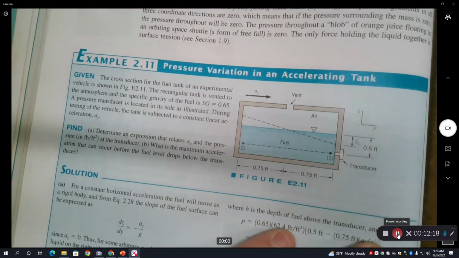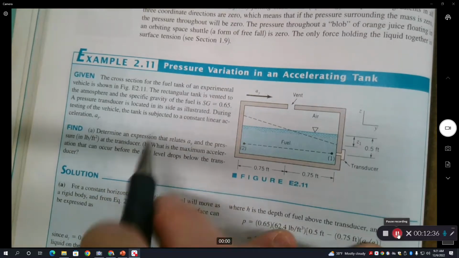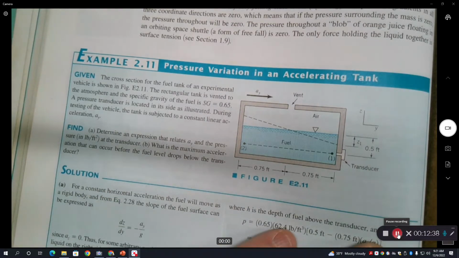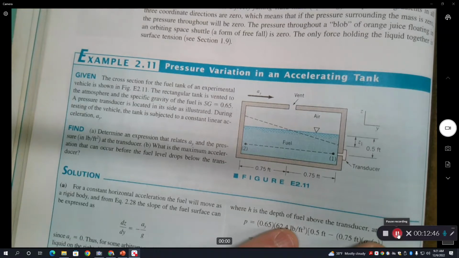So it's the cross section of a fuel tank of an experimental vehicle shown. The rectangular vent. A tank is vented to the atmosphere and specific gravity. There you go. We need the SG of 0.65. Pressure transducer is located in the side as illustrated. During the testing of the vehicle, the tank is subjected to an acceleration in the Y direction, which is for some reason going to the right there.